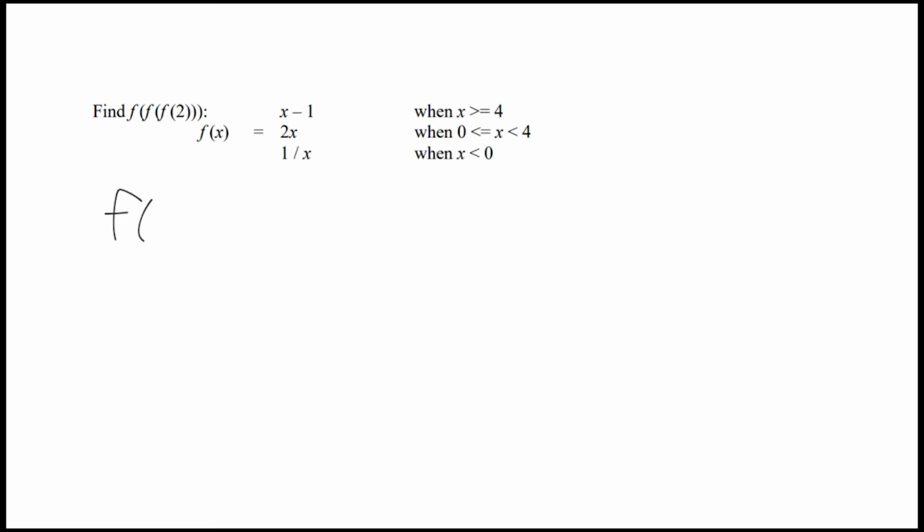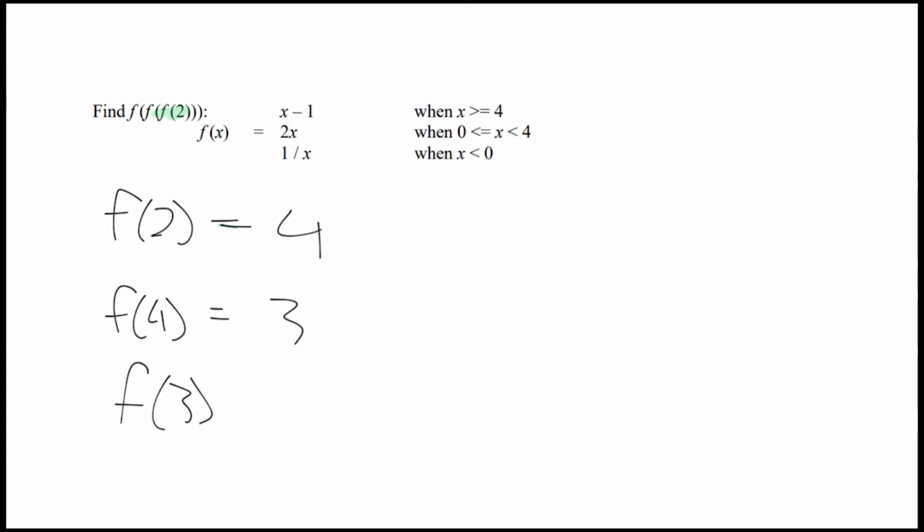So for f of 2, the initial function there that we want to solve, well, 2 is in between 0 and 4, so it'd be 2 times 2, which is 4. And then we'd solve for f of 4. And f of 4, well, 4 is greater than or equal to 4, so it'd give us 3. And then finally, f of 3, 3 is in between 0 and 4, so it'd be 2 times 3, which is 6. And that's the final answer.